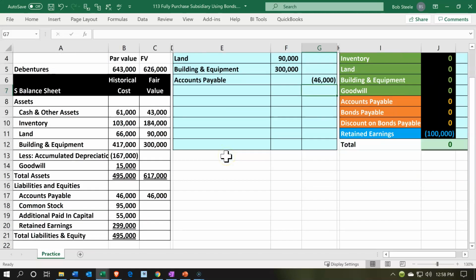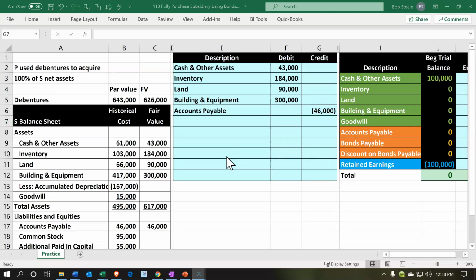Then we've got the common stock, additional paid in capital, and so on. What we need to record now then is the bonds. So we're issuing bonds. We're going to record the bonds at the par value, the 643, but the fair value is this. So that means the fair value is less, so there's got to be a discount.